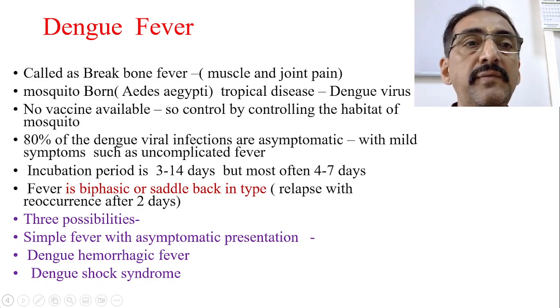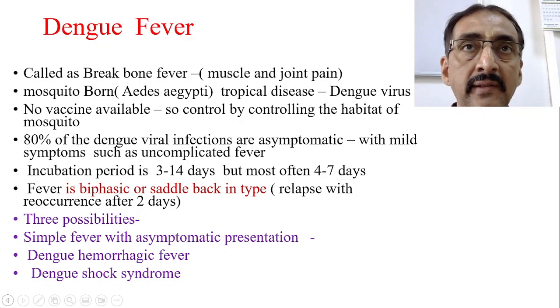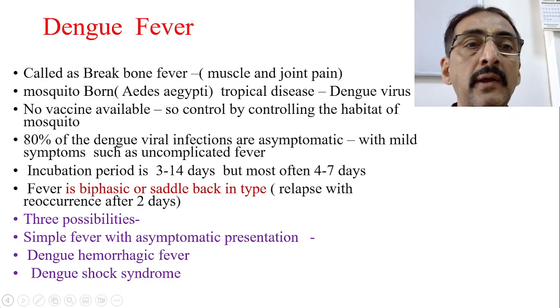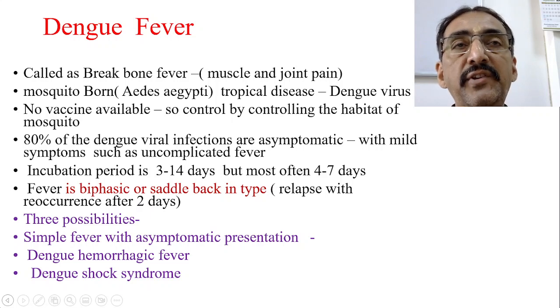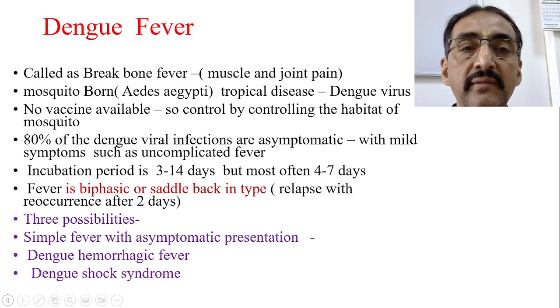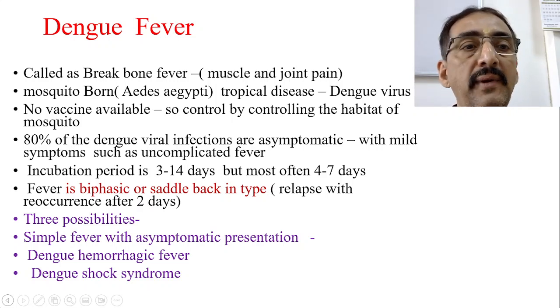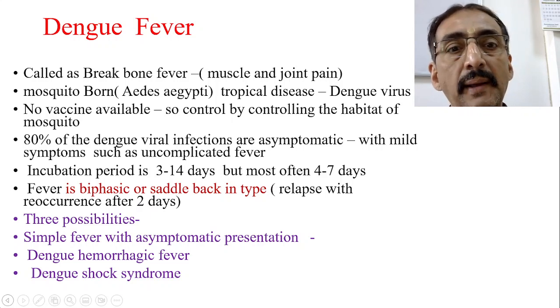Now, we know that the causative factor is the dengue virus, and this dengue virus is spread through a mosquito belonging to the Aedes aegypti type. Okay, so the mosquito name is Aedes aegypti. Everybody I think knows this, and this is a mosquito-borne disease in the tropical areas, basically caused by the dengue virus. Presently, no vaccine is available for the prevention of dengue, and therefore we have been giving more focus on mosquito control, that is, controlling the habitat of the mosquito and taking precautionary steps.